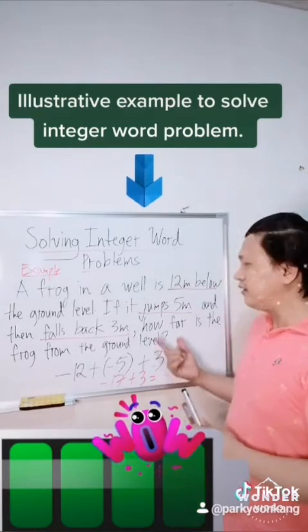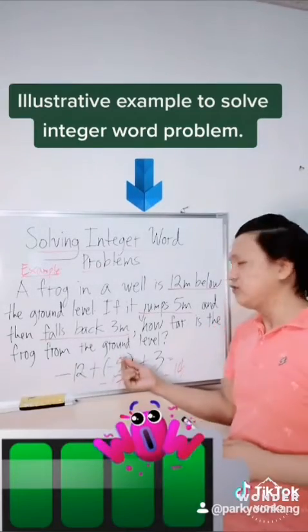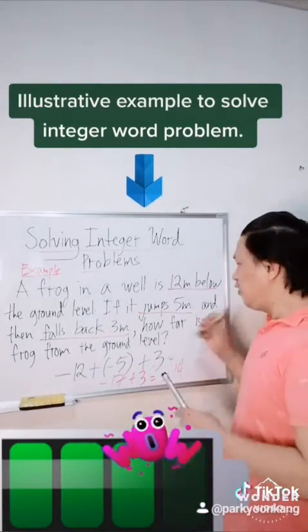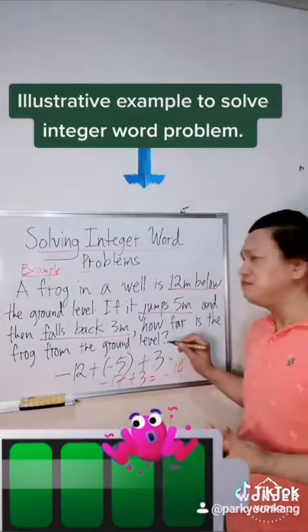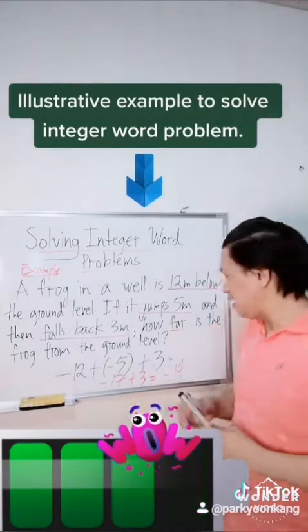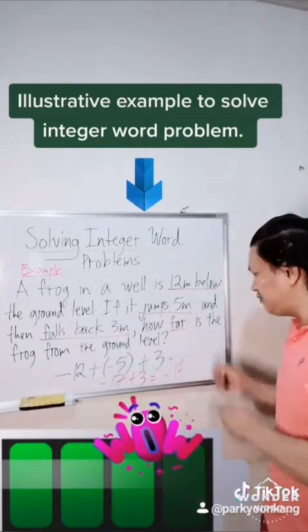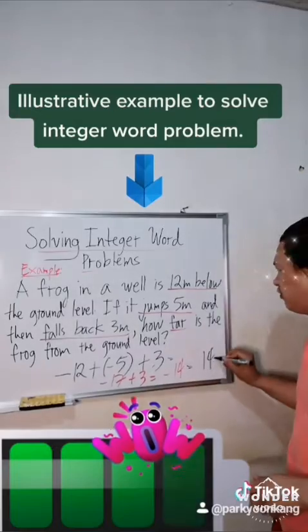No. So going back to the question, how far is the frog from the ground level? The answer must be in how far, referring to the distance, meaning, what is the absolute value of negative 14? This is simply equal to positive 14.